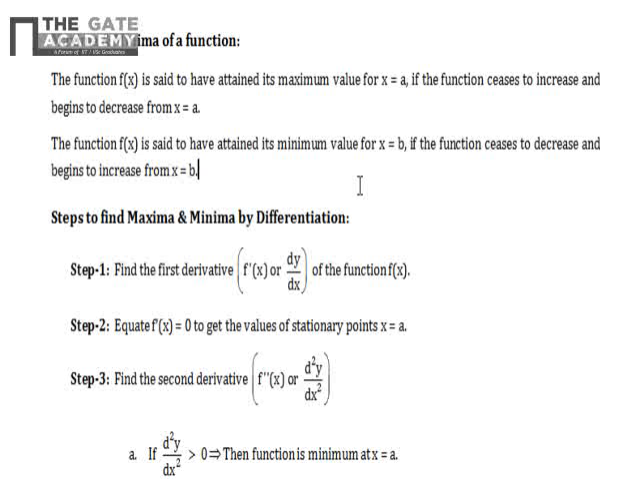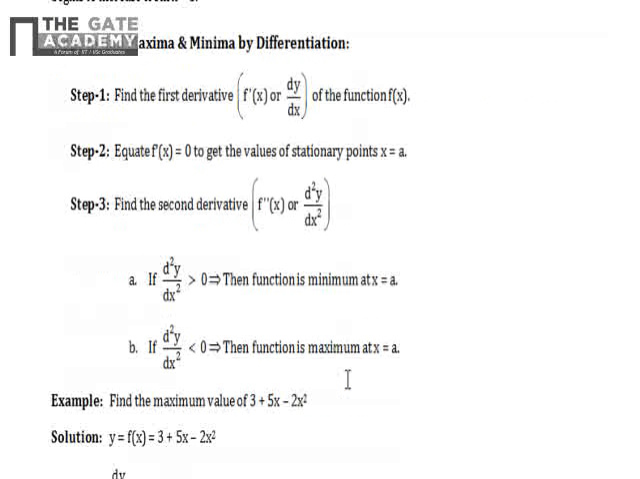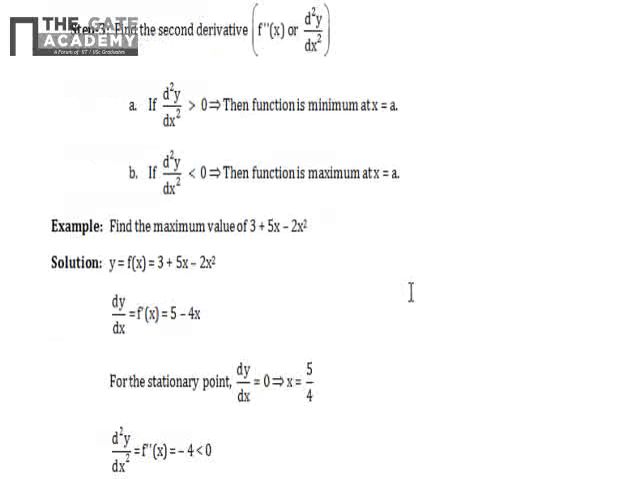Now to find the maxima or minima, you first have to find the first derivative of the function. Now equate this first derivative with 0 to get the value of x. Suppose that value of x is equal to a. Now find the second derivative of the function. Okay. Now if that second derivative is positive, that means the function will be minimum at this value of a. And if that value is negative, that means the function will be maximum at the value of a. Okay.